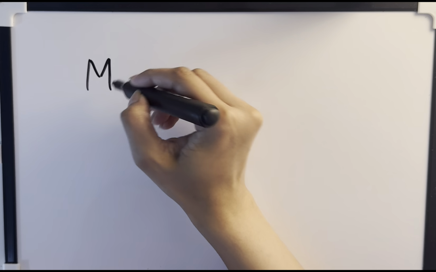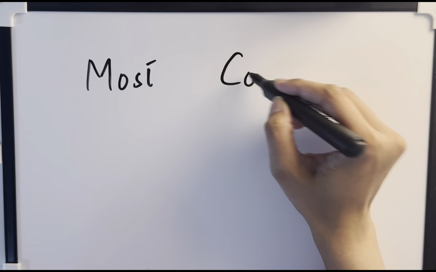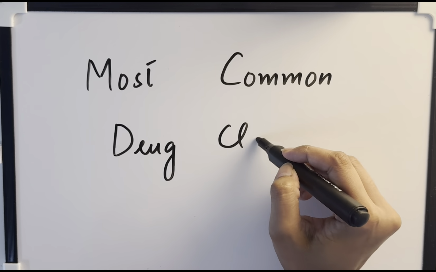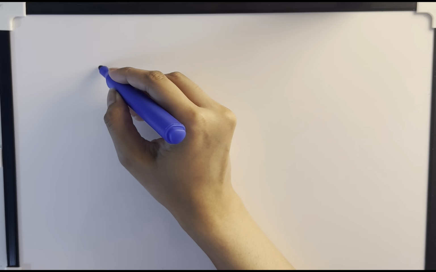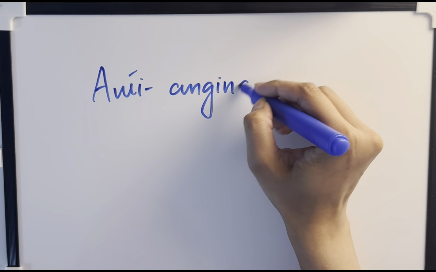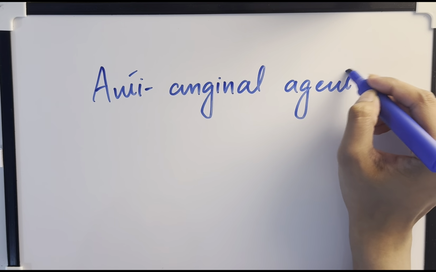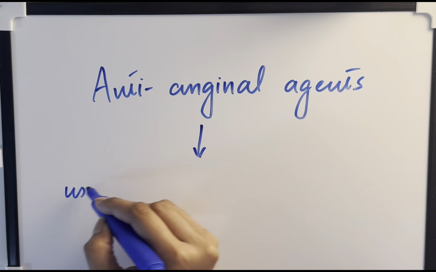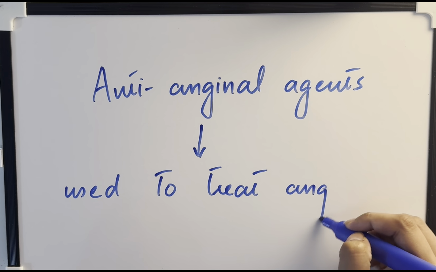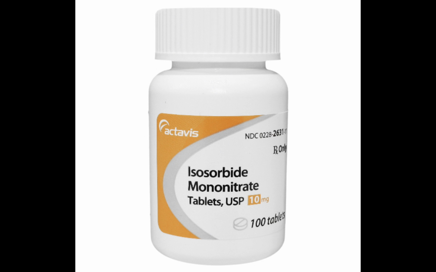Now let's move to our fifth segment of terminologies. Here I am going to explain the most common classes of drugs. So the first one is anti-anginal agents. What are anti-anginal agents? The agents that are used to treat angina. The drugs that are used to treat or relieve angina. The most common example of anti-anginal agents is isosorbide mononitrate.